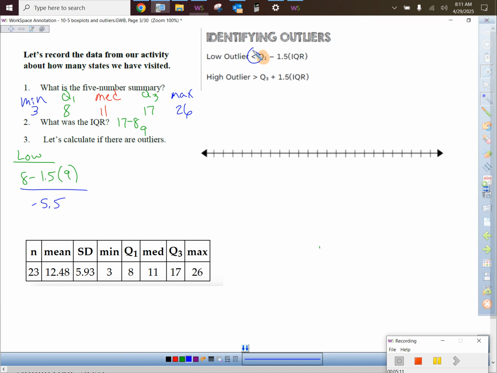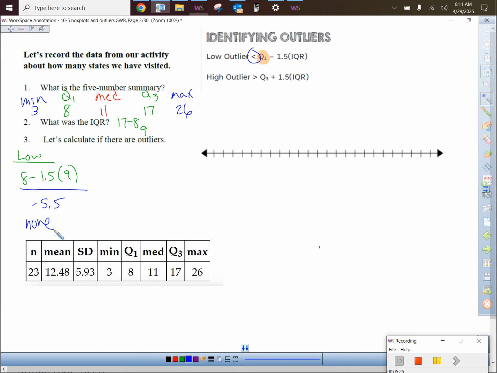Well, obviously, can you believe that makes no sense to go to negative 6 states? Are you with me on that? So what do you think? Do we have any low outliers in our data? So there are none, right? There are none, because the lowest value we have is 3.